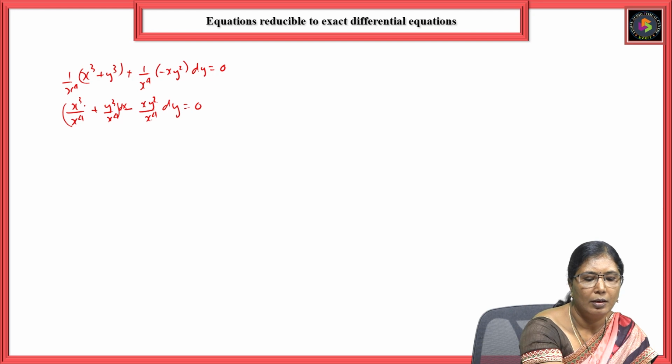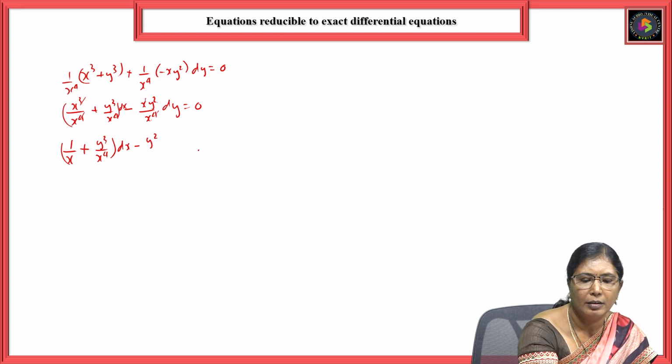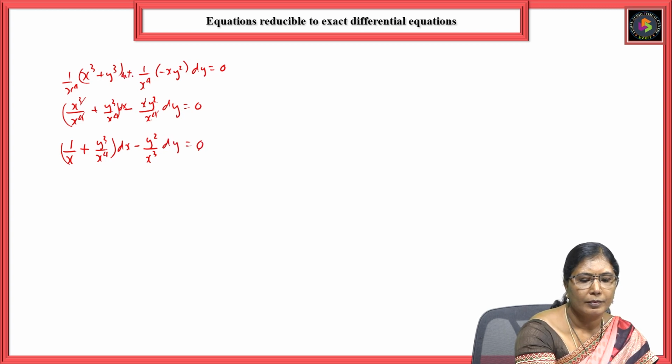If you do the cancellation, we get 1 by x plus y cube by x to power of 4 into dx minus y square. So what gets cancelled here? x y square by x cube dy is equal to 0. So what is that?